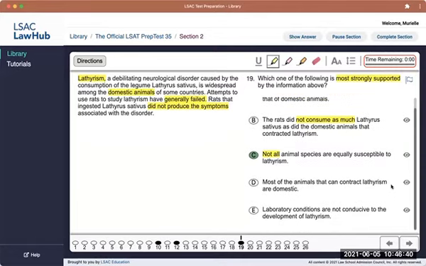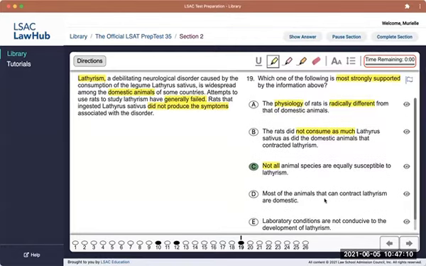Yeah, and certainly to say that most of them that can are domestic, we just know that it happens to be widespread among domestic animals in some countries. Yeah. Laboratory conditions aren't conducive to the development of laboratorism, so we can't blame the laboratory conditions necessarily, because we know they just tested it on rats. And so it might not be the fact that they're in a lab, it might just be the species, and I think that's more supported by just the way that it's phrased.